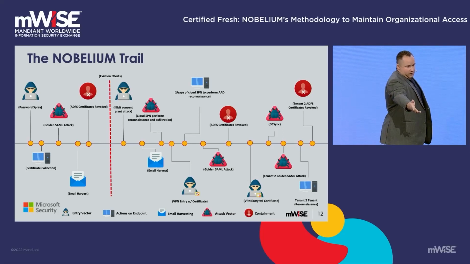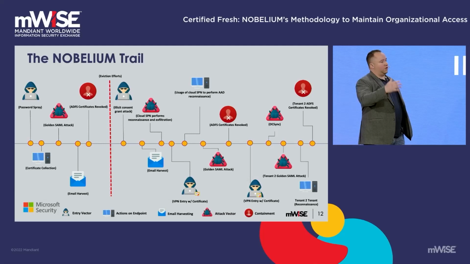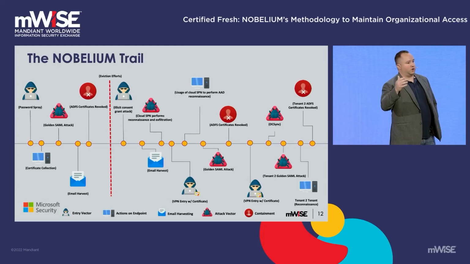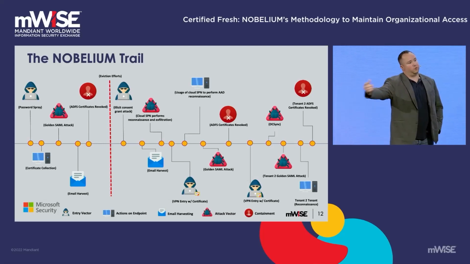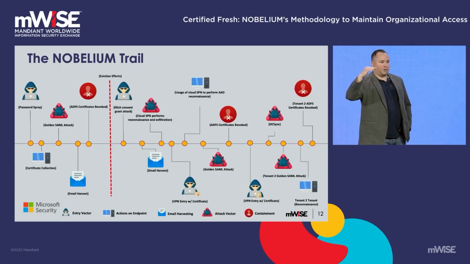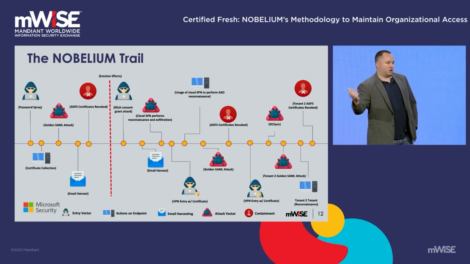And then when we did the VPN entry with certificates, another thing the customer did is they started performing a software inventory with their GlobalProtect VPN. So they were doing a software inventory from the system trying to authenticate. And we see NOBELIUM every time changing what software they had installed to see if they could match the criteria that was required to come in.